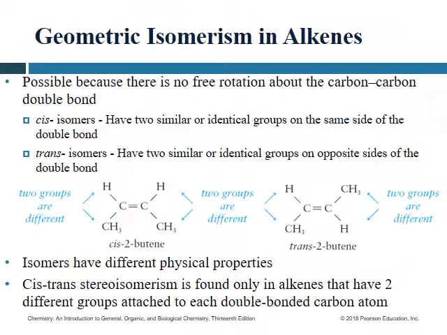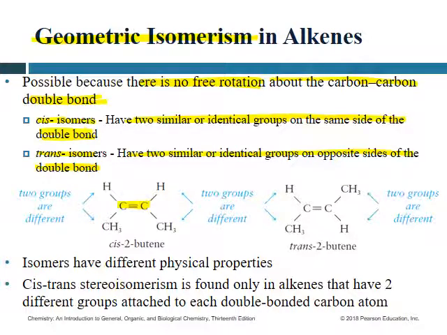So, definition again. Geometric isomers are possible because there is no free rotation at the carbon-carbon double bond, meaning these carbon-carbon double bonds do not freely rotate; they are very rigid. So they form cis and trans isomers. Cis isomers will have two similar or identical groups on the same side of the double bond, and trans isomers will have two similar or identical groups on the opposite side of the double bond.